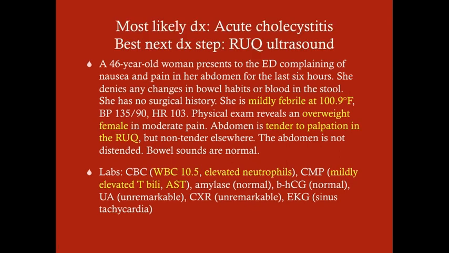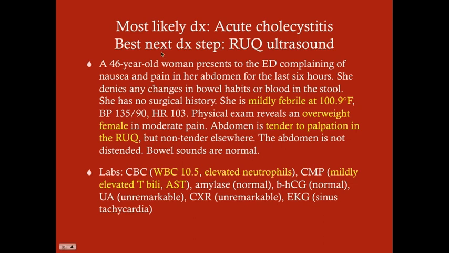Okay, so the most likely diagnosis here now is acute cholecystitis, and we know that because she's mildly febrile, she's overweight. The abdomen is tender to palpation in the right upper quadrant, and if you were to palpate her right upper quadrant, what you'd want to do is press lightly and have her breathe in. And if the pain comes when she's breathing in, that's a Murphy's sign, and that's correlated with acute cholecystitis and some of the other gallbladder issues.